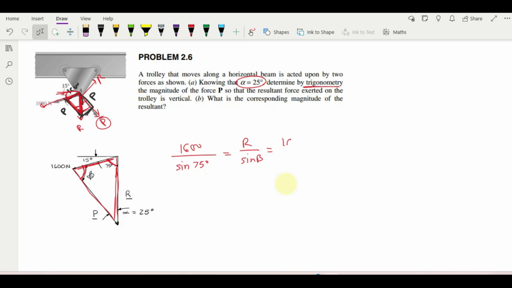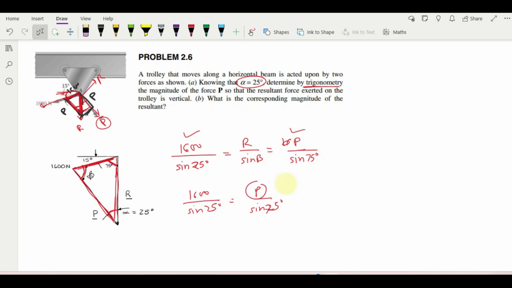No, we did a mistake here. This is 1600 Newton. So the opposite of this angle is 25 degree. So this is 25 degree, and this is the force P. So P divided by the opposite of P is sine 75 degree. To find the force P, we have to take this term and this term. So 1600 divided by sine 25 degree equals P divided by sine 75 degree.